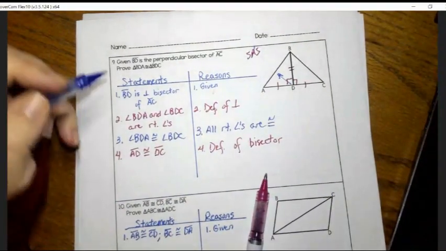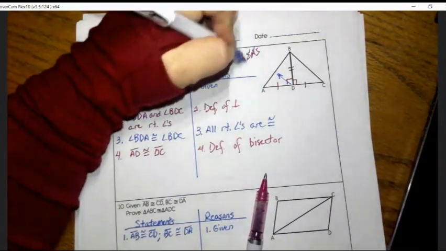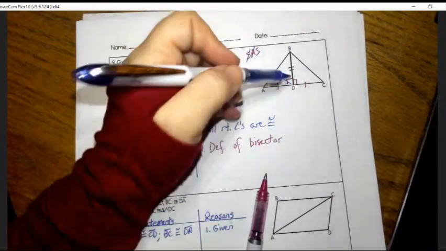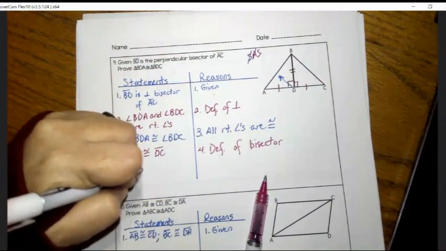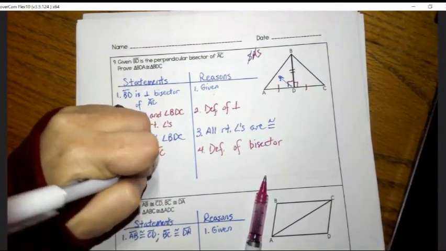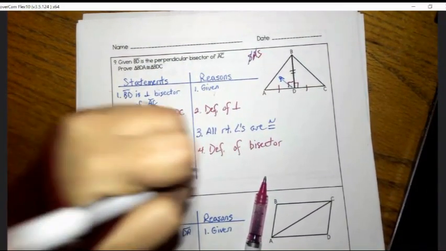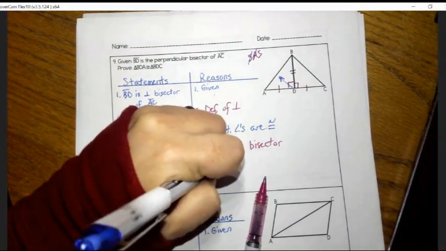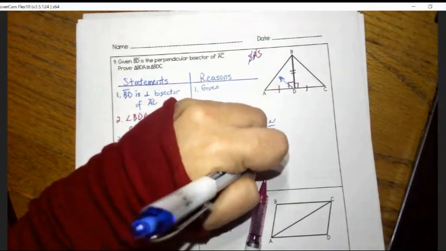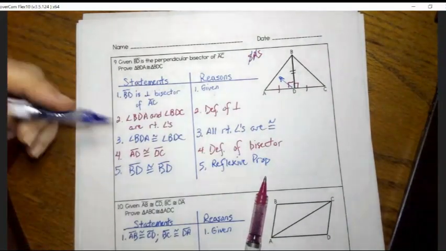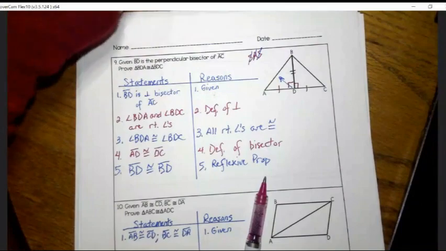Okay, and that means we just said two sides are congruent. We can mark off an S. The last side is the one they share. So BD is congruent to BD by the reflexive property. So I can mark off the last S.